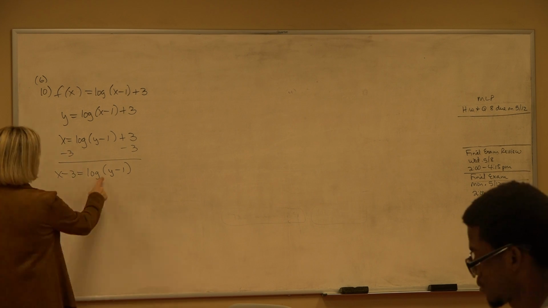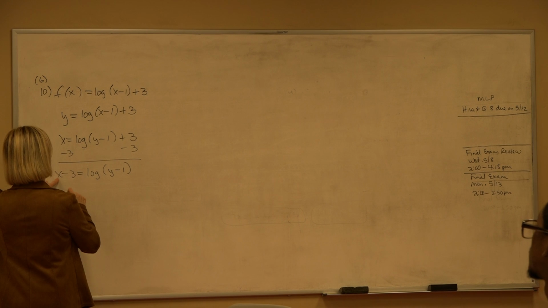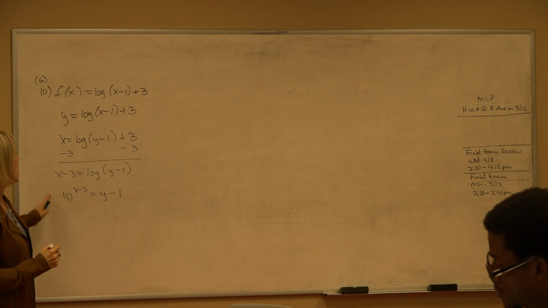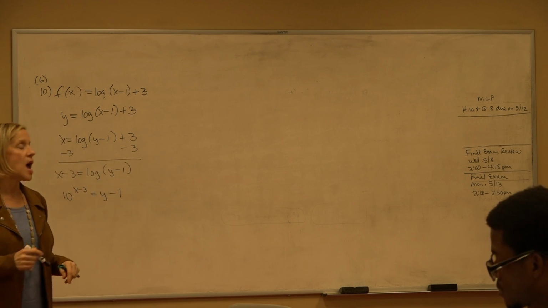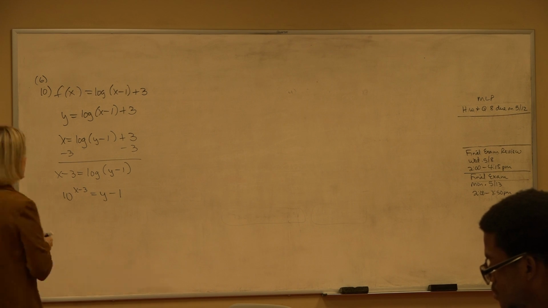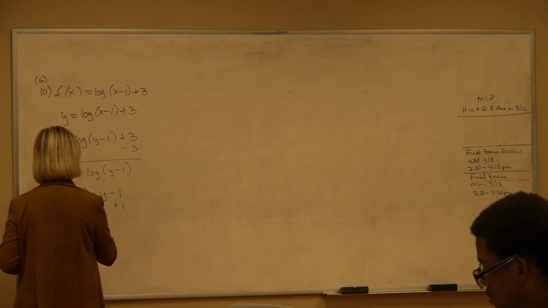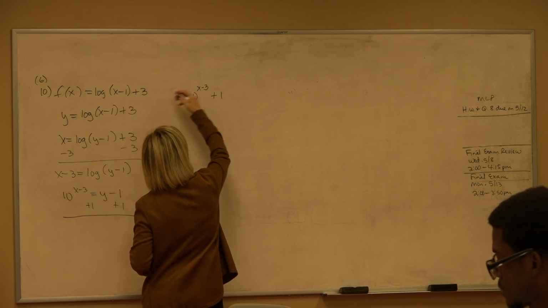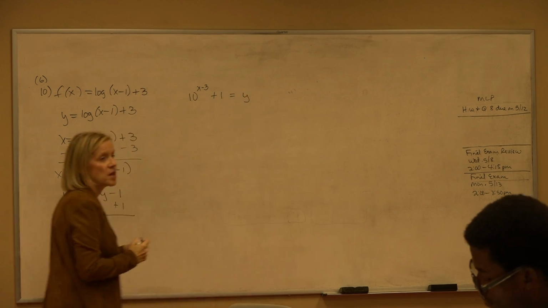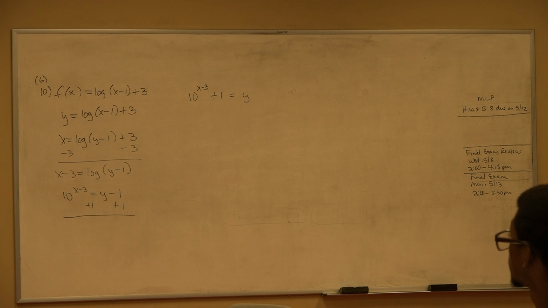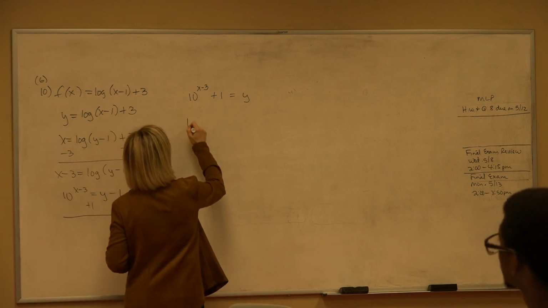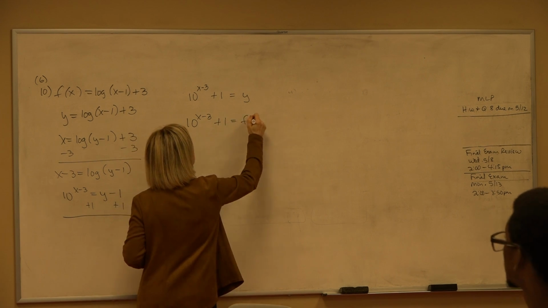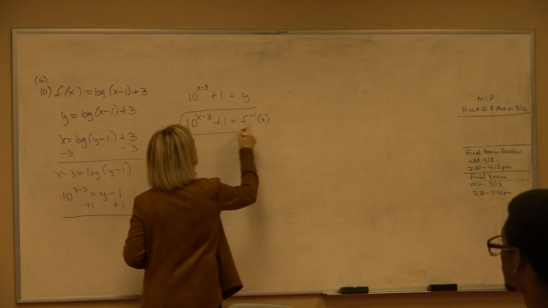So my base here is 10, so we're going to take 10 to the power x minus 3 equals the quantity y minus 1. You could say y minus 1 equals 10 to the x minus 3 power. Again, I want to get y by itself, so to remove a subtraction of 1, I'm going to add 1 to both sides. So I've got 10 to the x minus 3 plus 1, maybe you put the 1 out front, equals y. And the last step is to replace y with f inverse of x. That's what we're asking for, a technicality here. So 10 to the x minus 3 plus 1 equals f inverse of x.